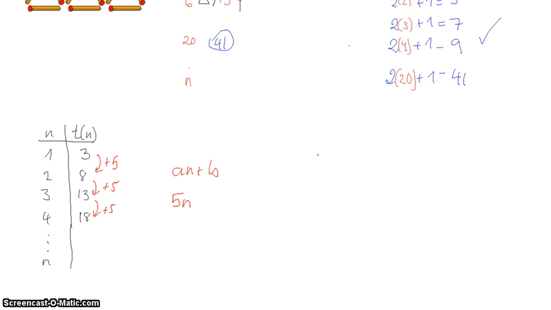Okay, well 5n would give 5, 10, 15, 20 if n is 1, 2, 3 or 4. You can see, well, my first one's 3 instead of 5, my second one is 8 instead of 10, 13 instead of 15. It's always 2 less, and so my nth term is 5n minus 2. And I can complete this like that. T of n is equal to 5n minus 2. That is my nth term.